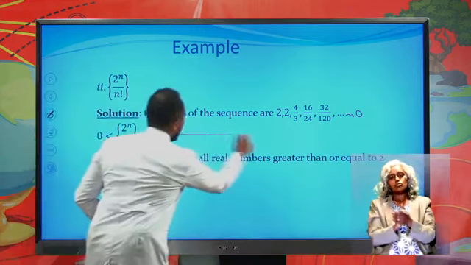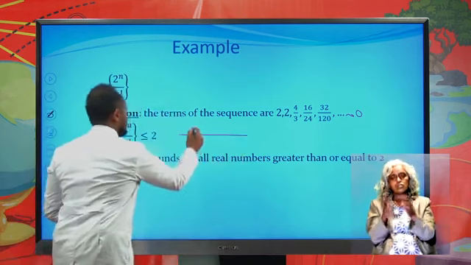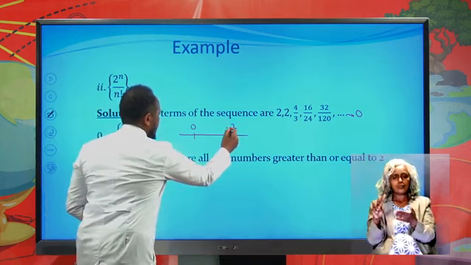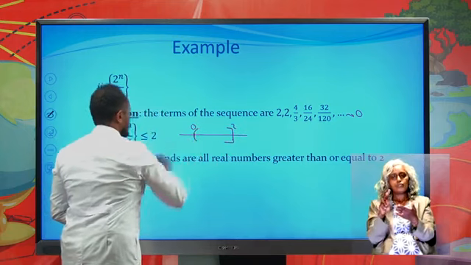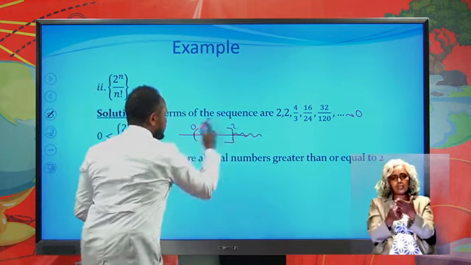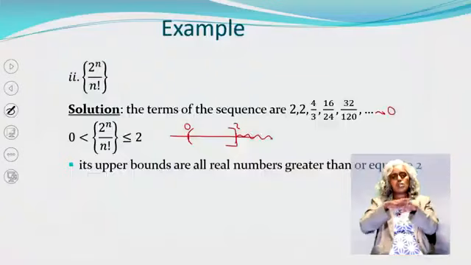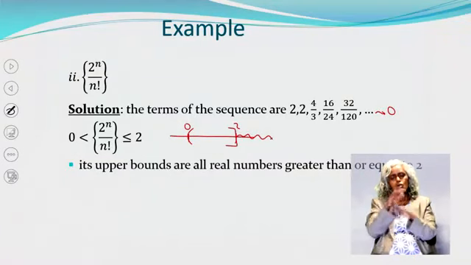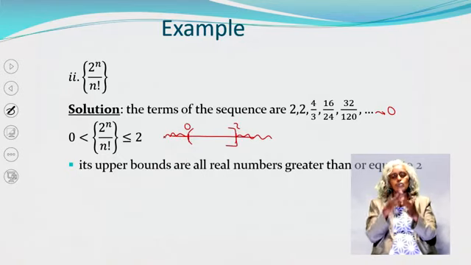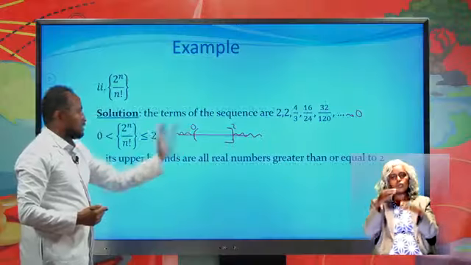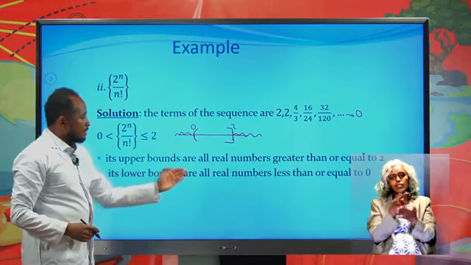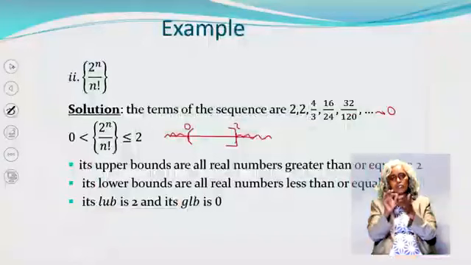Look, you can see this set is found between 0 and 2. It includes 2. It doesn't include 0. So all numbers above this, including this border 2, are the upper bounds, and all numbers found below 0, including 0, are the lower bounds. Therefore, its lower bounds are all numbers which are less than 0.